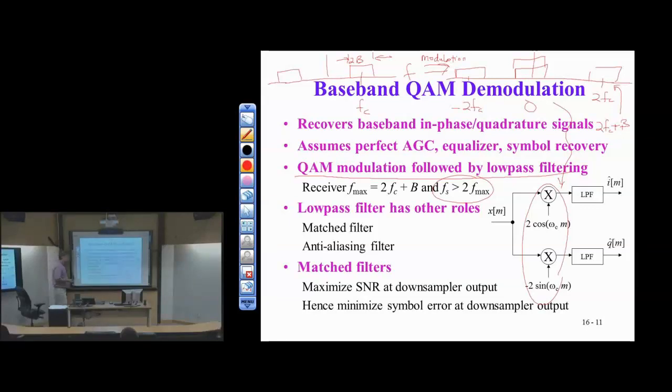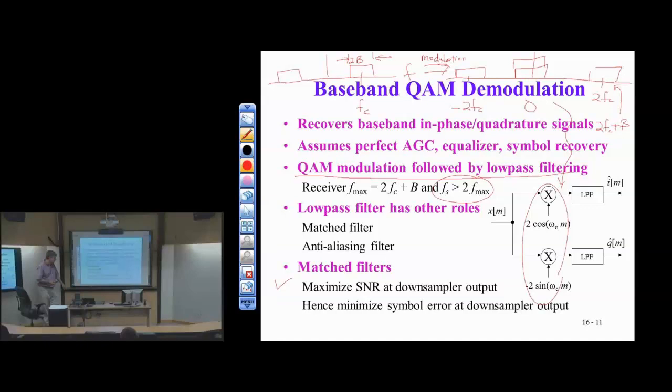We talked before about how this low-pass filter after the modulation step is the demodulating filter. It's going to pick off the baseband component. It also has other roles. I mentioned this before. It's also the match filter. It's also the anti-aliasing filter prior to downsampling by L, the number of samples per symbol. We just let the low-pass filter be the match filter, matched to the pulse shape used by the transmitter. We already know that this maximizes the signal-to-noise ratio at the downsampler output.